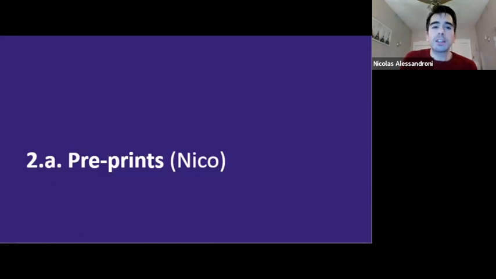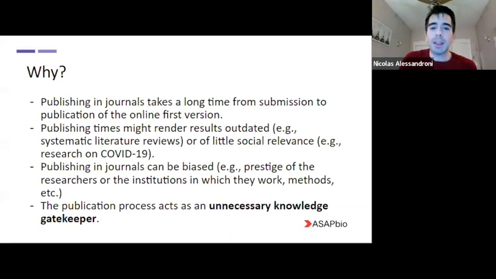So I'm going to start talking about preprints. So what are preprints? Well, preprints aim at solving an issue with the publishing process. Just imagine you conducted a systematic review of academic literature in 2022, and it gets published in 2024, which is totally possible because the publication process takes a very long time usually.